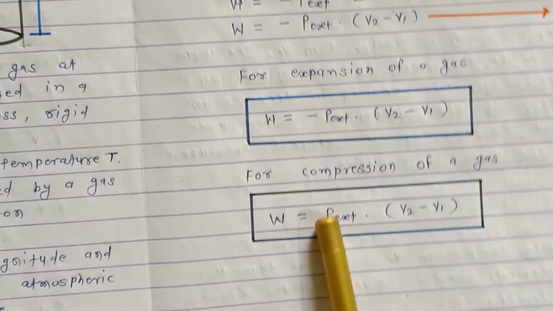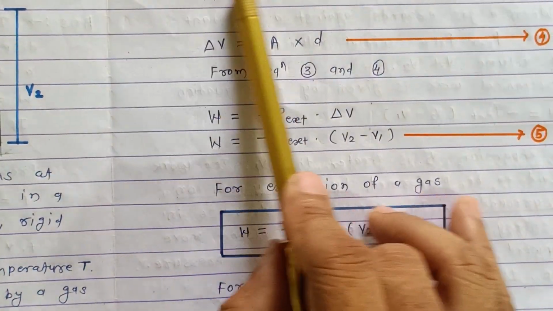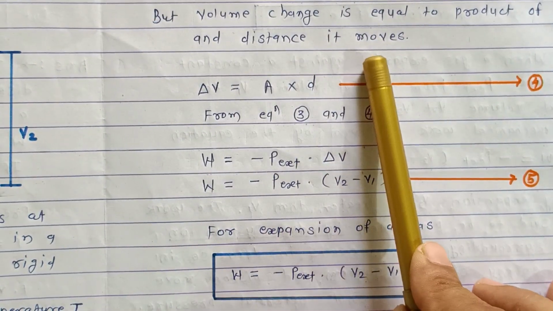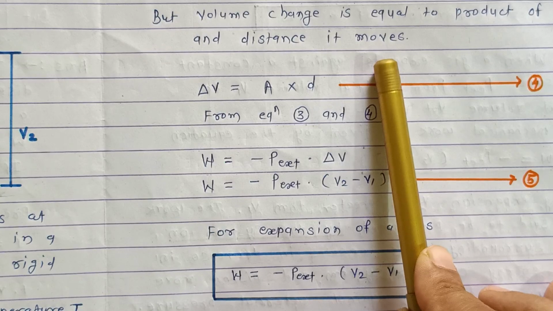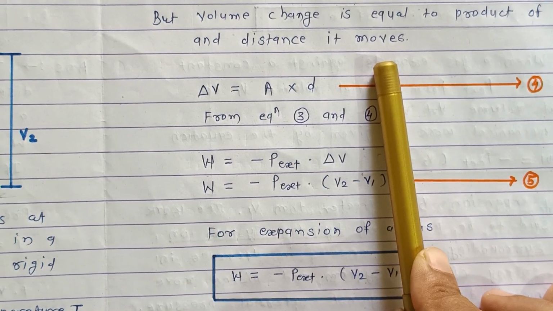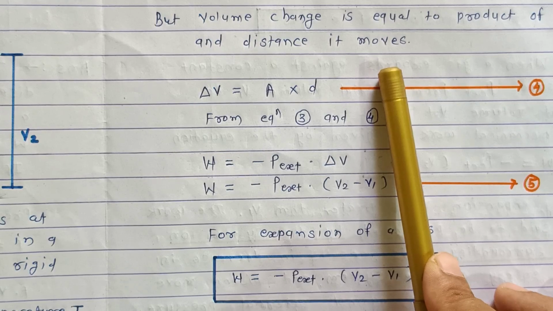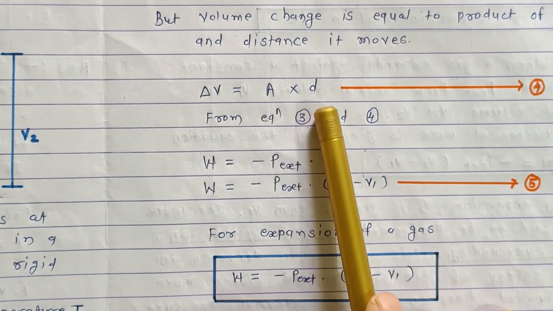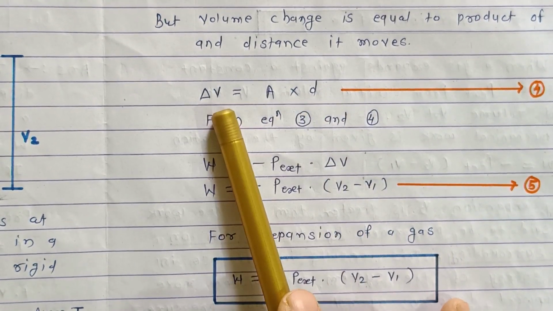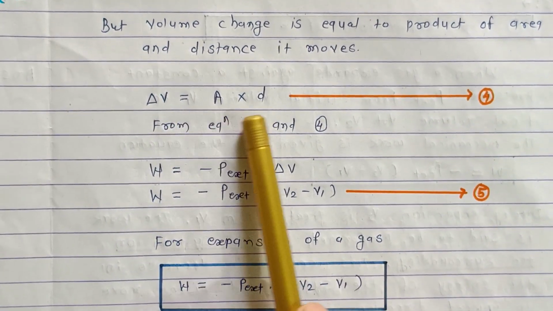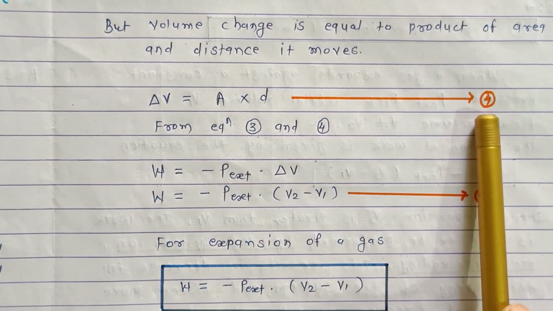Clear? Now we are moving to the volume change, which is equal to the product of area and distance it moves. So what do you mean by volume change? Volume change is equal to the product of area and distance it moves. Delta V is equal to A into D. So this is the mathematical equation for change in the volume. Delta V is equal to A into D. This is our equation number 4.